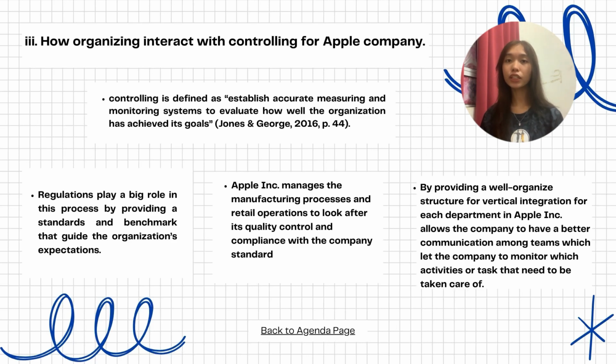Apple Incorporated uses vertical integration to control its management procedures and operations, taking ownership of various stages of its production process. Throughout all the processes operated by the company, Apple Incorporated manages the manufacturing processes and retail operations to look after its quality control and compliance with the company's standards. By providing a well-organized structure for vertical integration for each department, the company has better communication among teams, which lets it monitor which activities or tasks need to be taken care of.